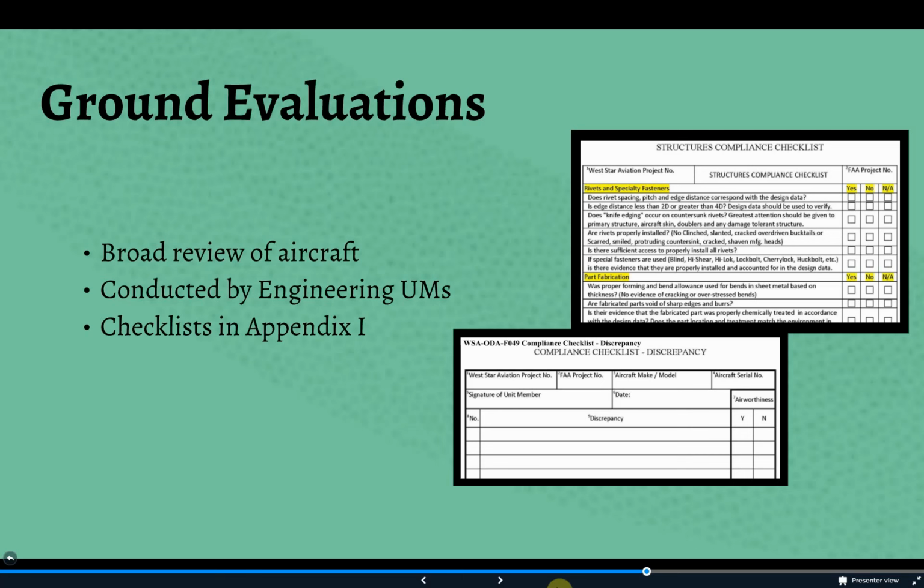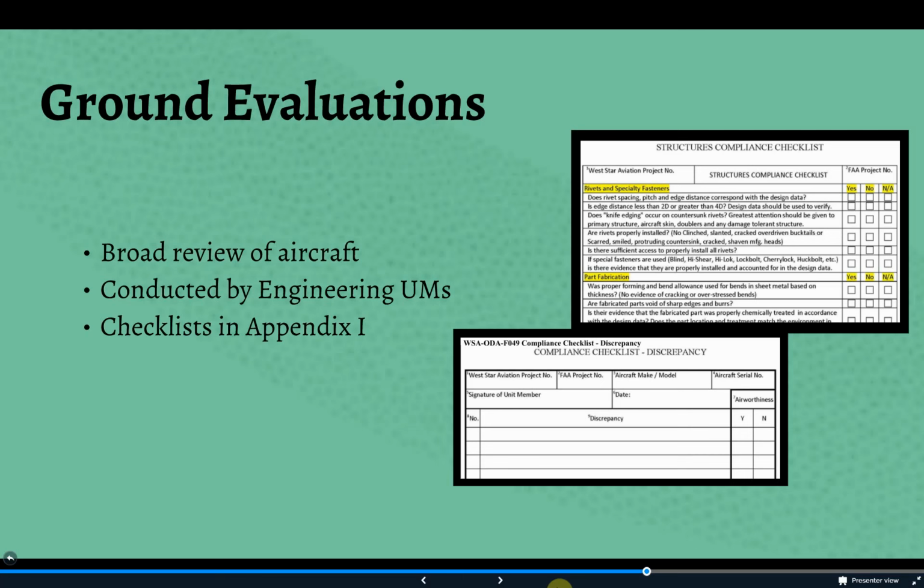Form WSA-ODA-F046 covers interior compliance. F047 is for electrical systems, F048 is structures, and F049 will be used to document discrepancies.